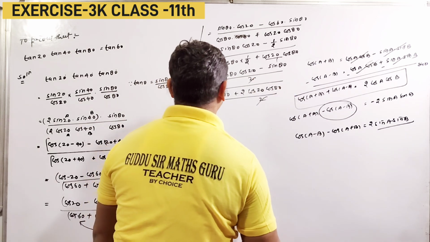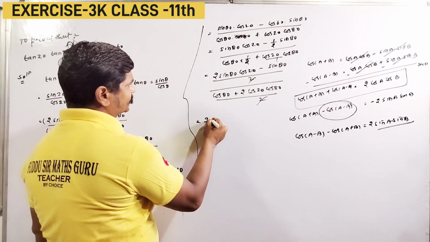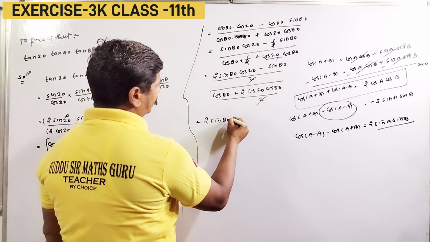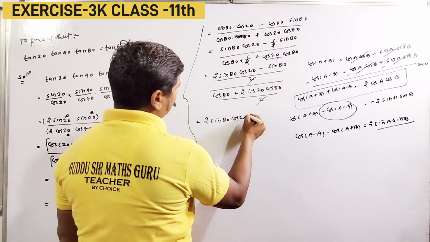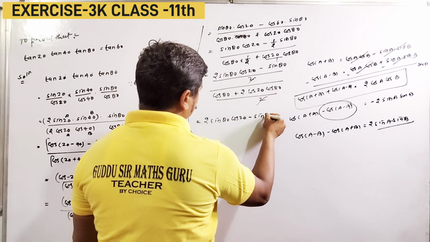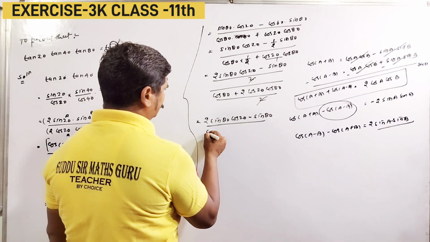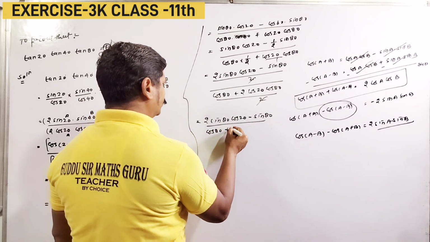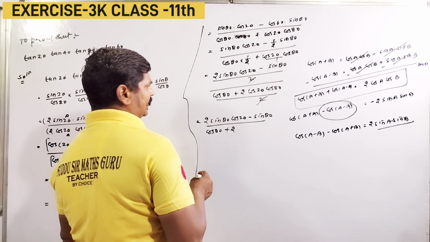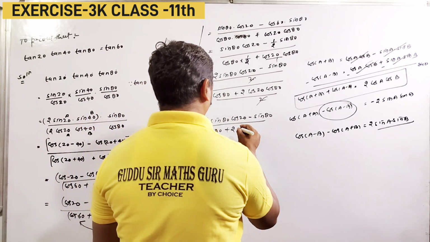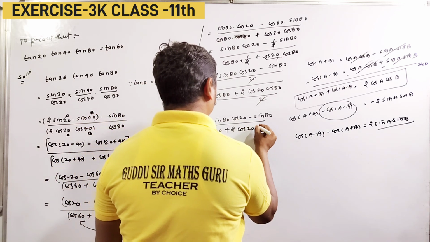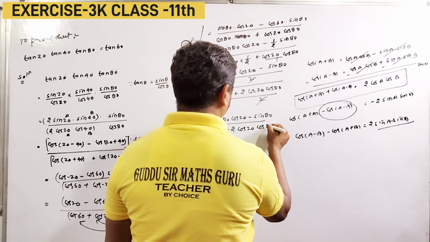2 and 2 will be cancelled out, so what's left here is 2 sin 80 degree and cos 20 degree minus sin 80 degree. Just like that you will write here, there is no problem to understand, clear? And whenever you get this type of question, you have to do the same procedure, clear? Cos 20, cos 80 degree.